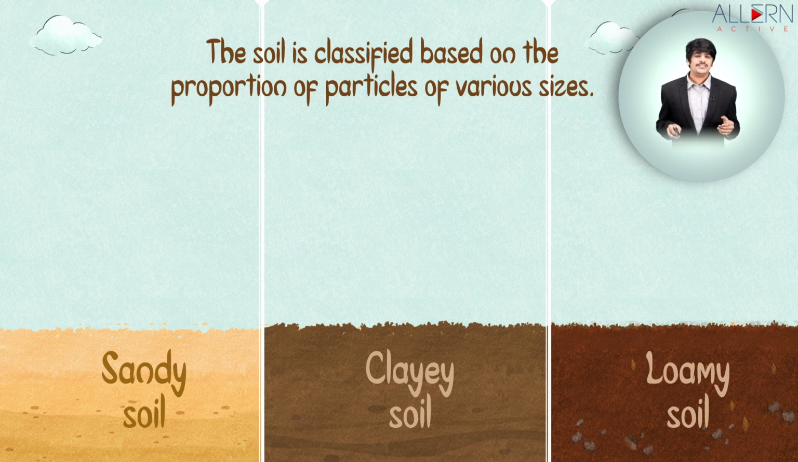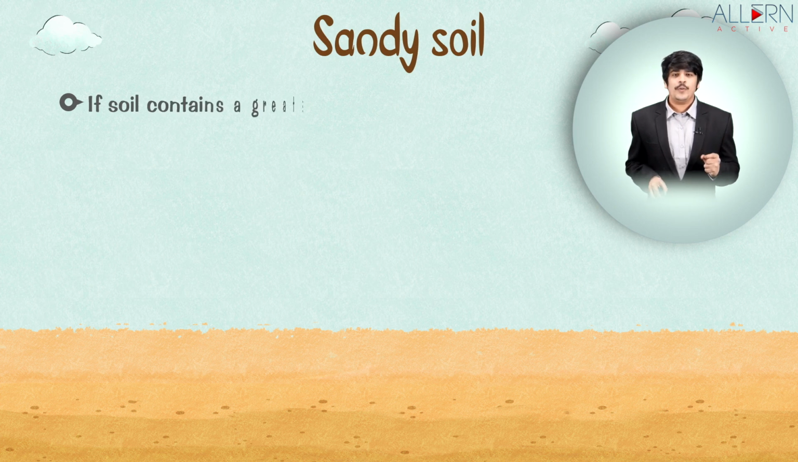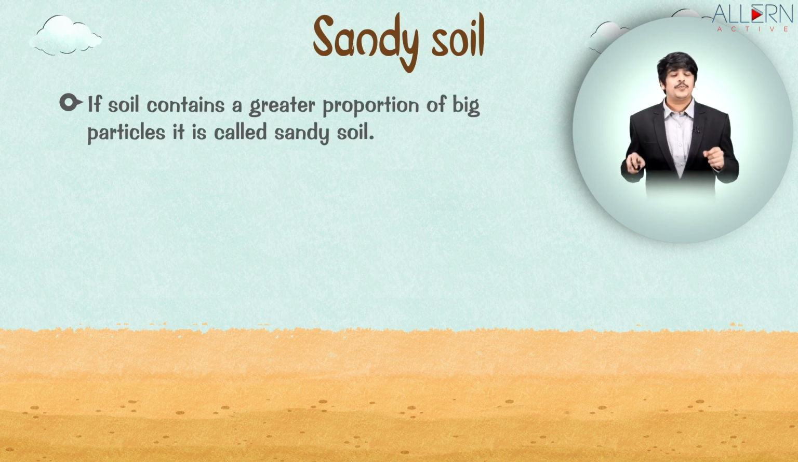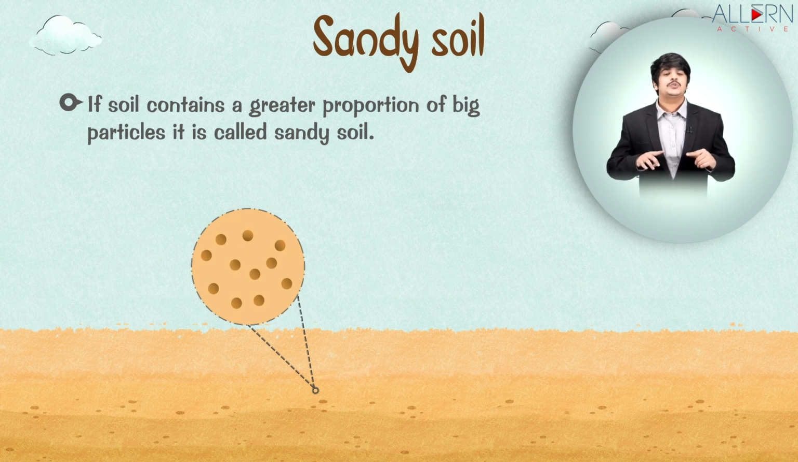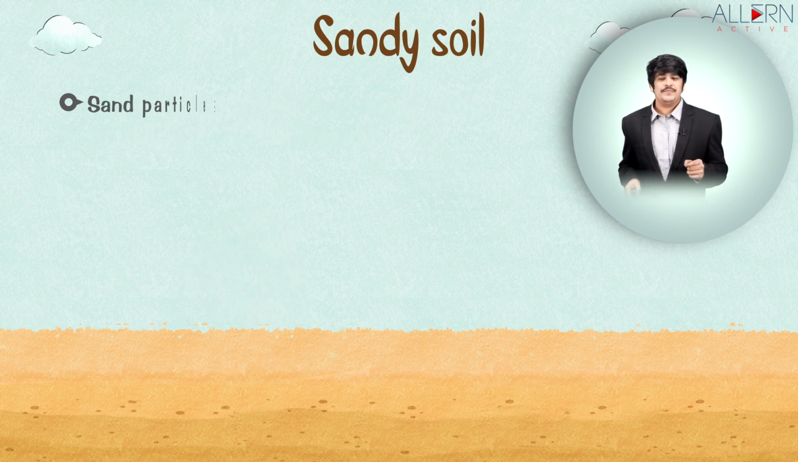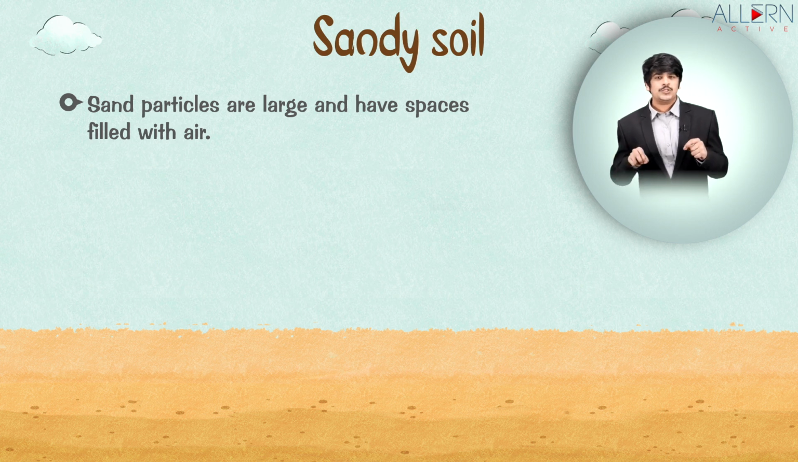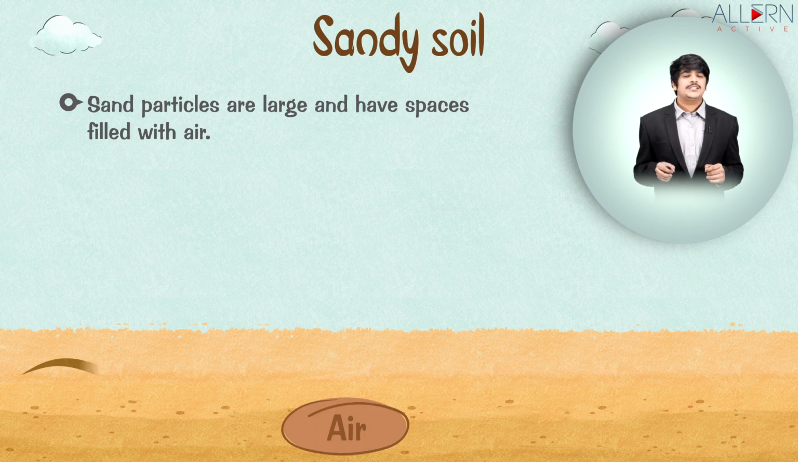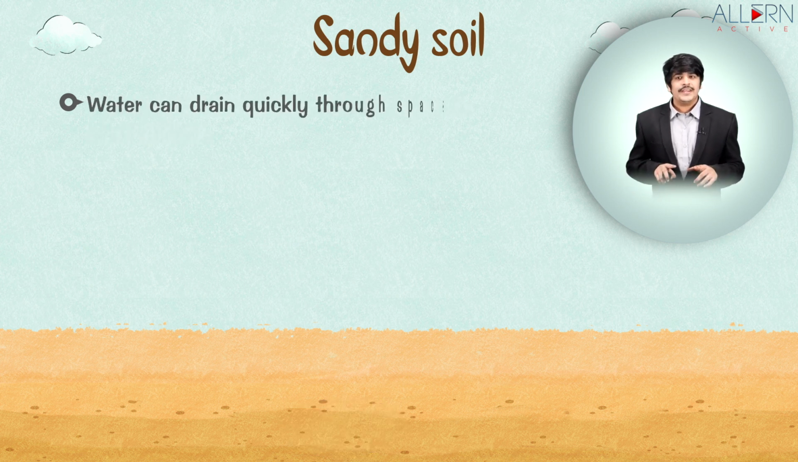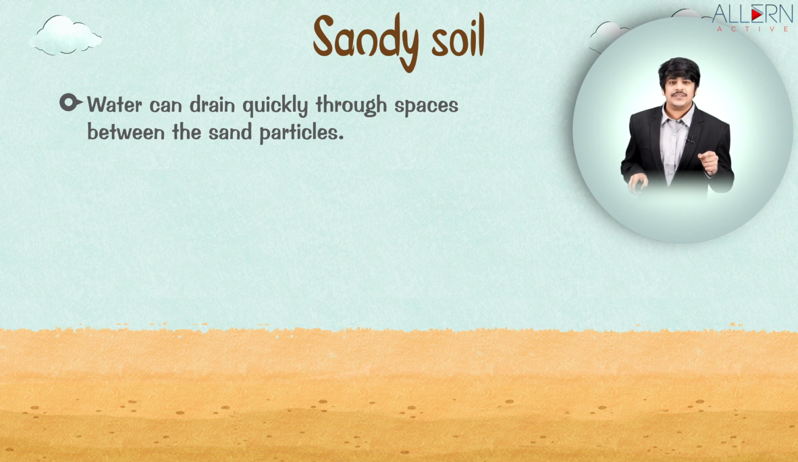Let's have a look. The first soil that we are going to discuss in detail is called sandy soil. One must understand that over here, the soil is going to contain a greater proportion of big particles. If that happens, it is called sandy soil. So if the particles associated with soil are relatively larger, then in that particular case, the soil is called sandy soil. Over here, sand particles are going to be very, very large, and they are going to have lots of spaces between them, and all of these spaces are supposed to be filled with air. Because of that property, the water is not going to stay within the soil. It is going to drain quickly through the spaces, very, very fast. Wonderful, isn't it?